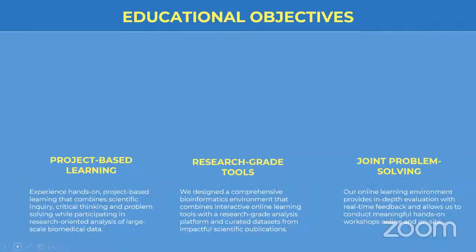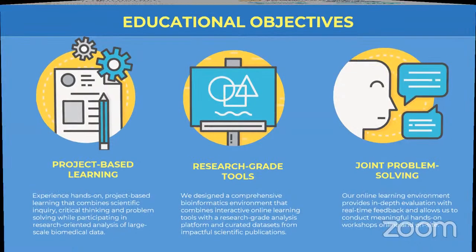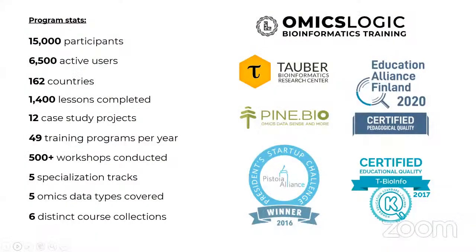The OmicsLogic programs follow a project based learning approach using research grade tools to analyze data from top peer reviewed journals. The training has been completed by over 15,000 participants from 162 countries in over 300 workshops for 6 different specialization tracks, which include oncology, infectious diseases, precision medicine, neuroscience, data science for biomedical data, and comprehensive training on omics data analysis.